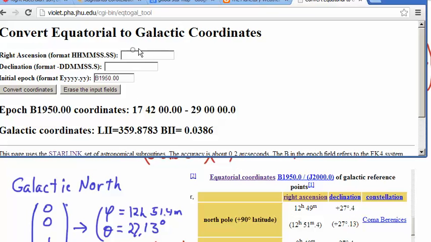Similarly, with the North Pole, I would put in 12 hours, 49 minutes, 0, 0. And 27.4 degrees would be, I don't know, about 20 minutes, 0, 0, and convert the coordinates, and this time we get an angle of 89.9 degrees. This angle doesn't really matter, because that close to the pole, this becomes unstable, basically.